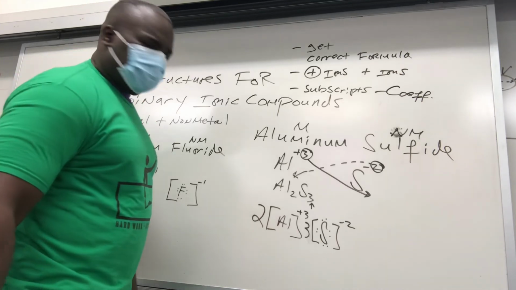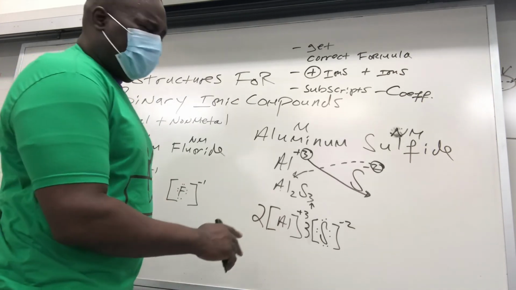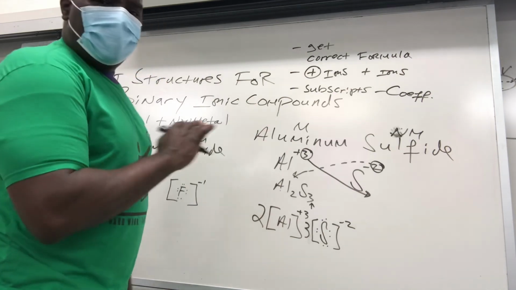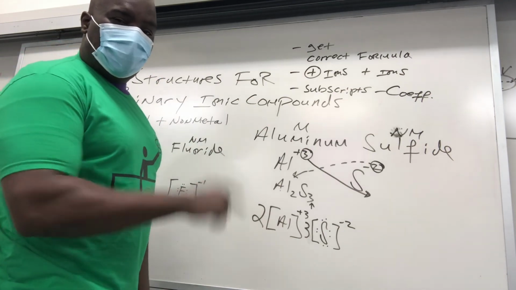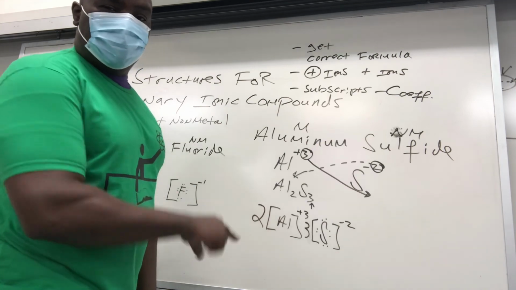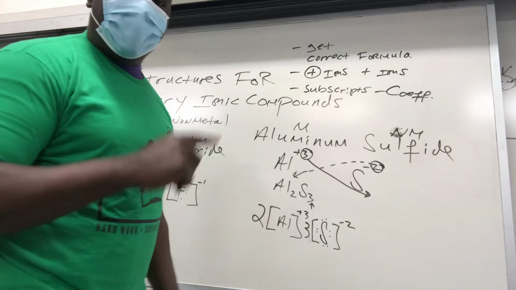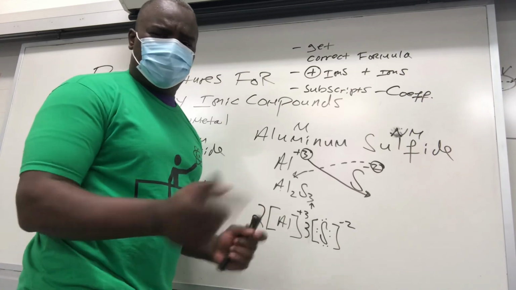No problem. So this is a nice short video on ionic dot structures. Once again, metal plus non-metal means it's ionic. If it's non-metal only, it's covalent. Don't mix and match, okay? Because covalent dot structures have their own unique way of doing things, different rules.